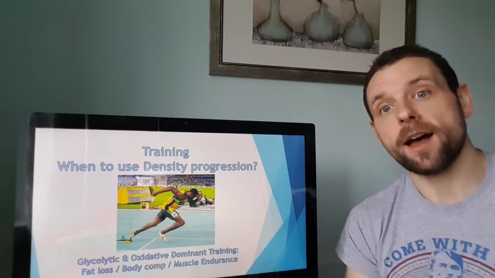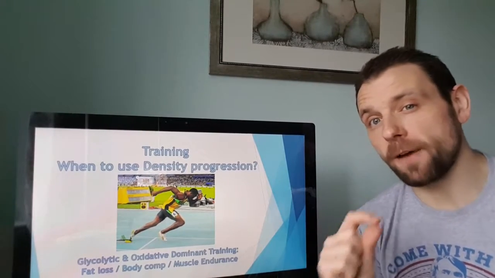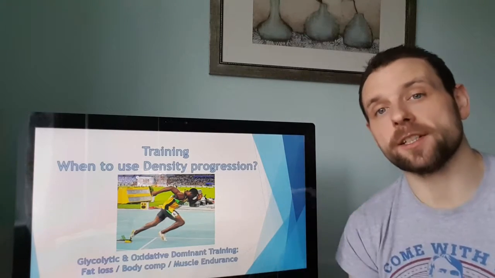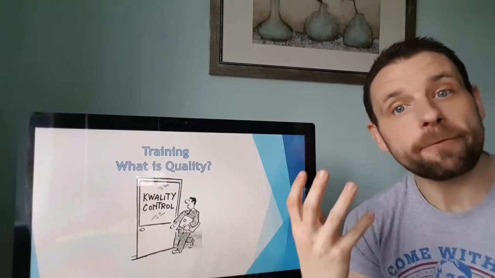So there lies the best thing. It's really good at fat loss. If your goal is fat loss, then improving your density over time is actually the best way to do it. And then finally, quality.